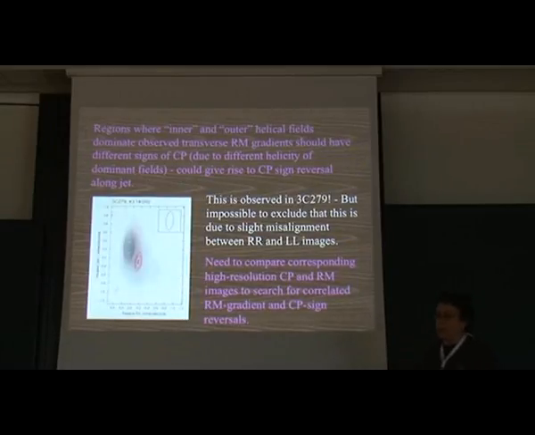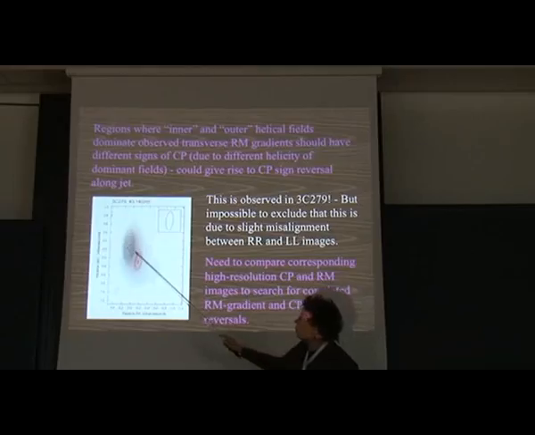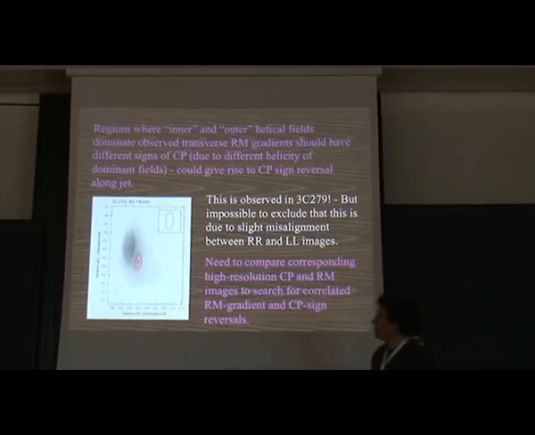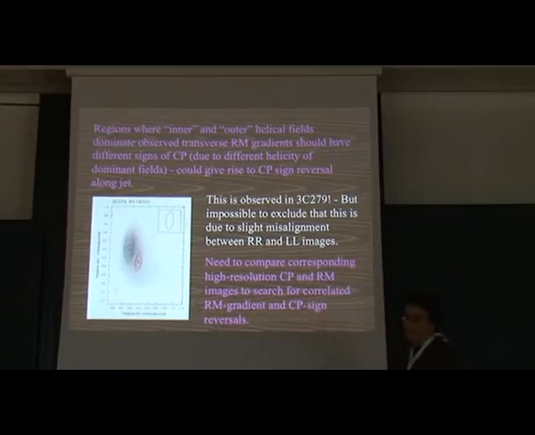Okay, and these regions, if we are dealing with a situation where we've got an inner helical magnetic field associated with a jet and an outer region of helical field, because of the different helicities, those should have different signs of circular polarization associated with them. And if we do have different regions in the jet dominated by those different contributions, they should have different signs of circular polarization. And so that would predict that you should have, for example, changes in the sign of the circular polarization as you go out along the jet. And this is sort of observed in 3C279.